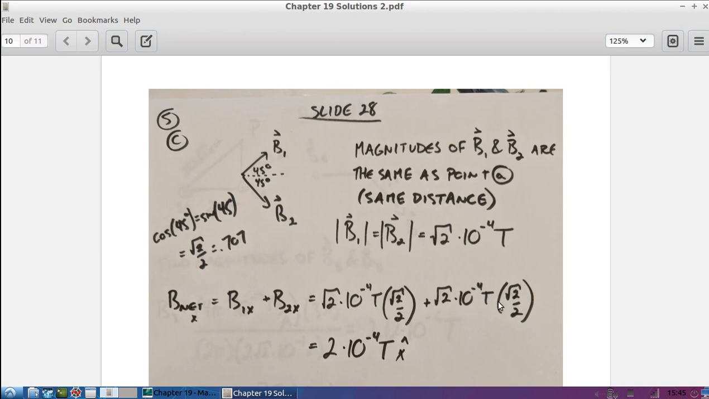I add them up. √2 times √2 is 2. Divided by 2, that cancels, so I get 10 to the negative 4 Tesla plus 10 to the negative 4 Tesla, which is 2 times 10 to the negative 4 Tesla in the X direction. So our answer to part C is the same as the answer to part A. The difference is the direction of the magnetic field vectors are switched, right? So now B1 is acting in this direction, B2 is acting in this direction.